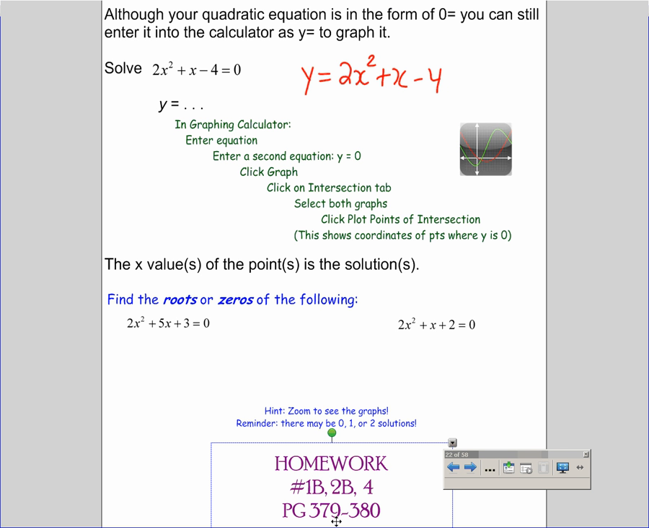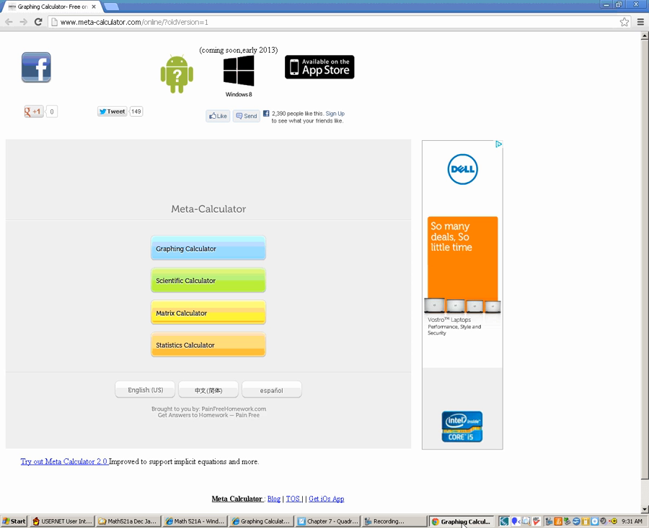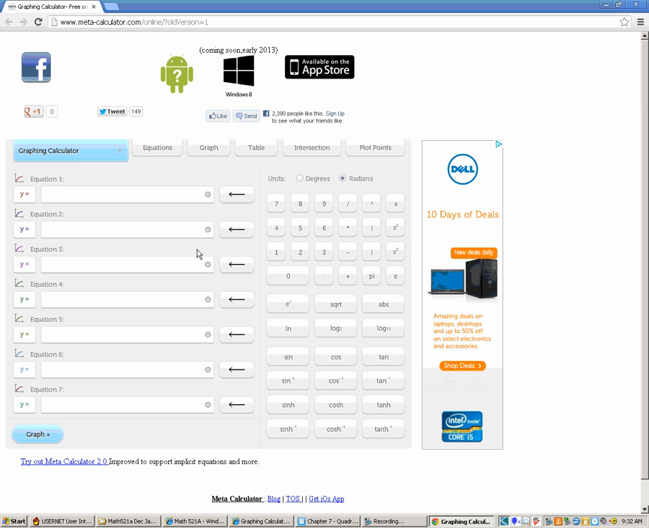So while that's opening, I'm just going to try and remember it's 2x squared plus x minus 4. So we click on graphing calculator, and we put 2x squared plus x minus 4. Okay, so then I would click in the second one, and I want to see where it intersects with the x-axis.